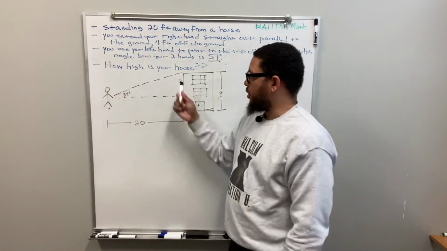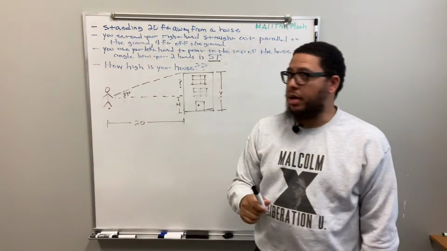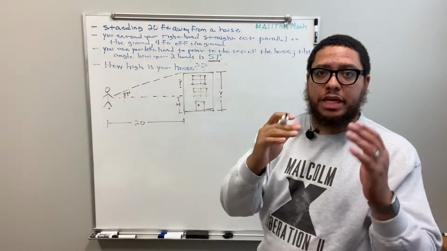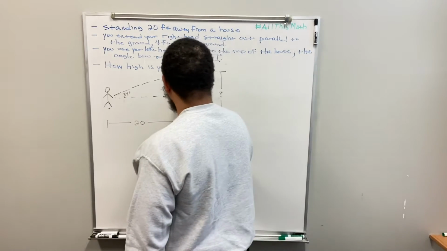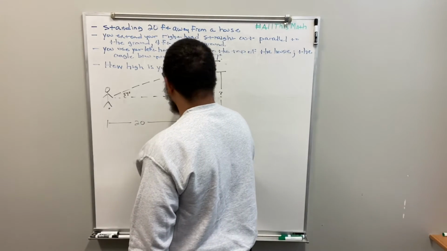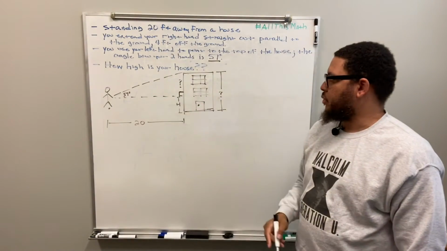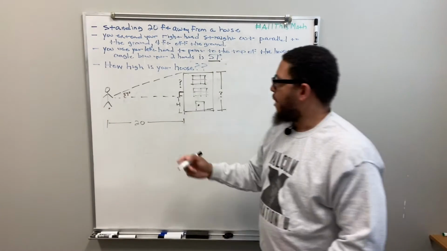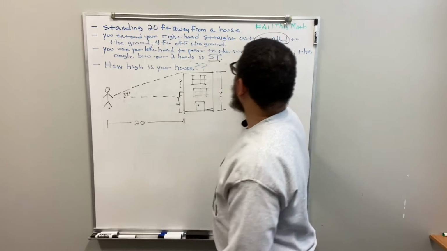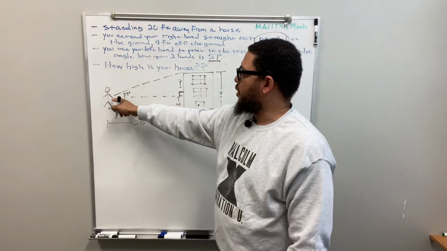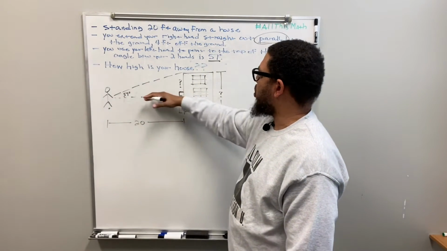Now, how do I figure this out? All right. Now, what type of triangle is this? I should first ask myself that question. I know this is a right triangle. And I also know that this is a right angle. And how do I know it's a right angle? Because remember, it said that your right hand was parallel to the ground. So that means that this line is parallel to the ground, so it's horizontal.